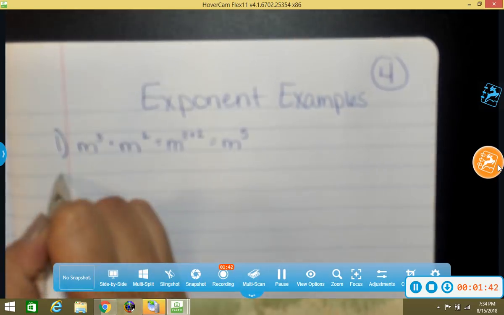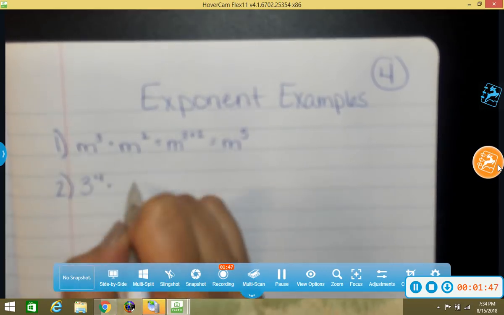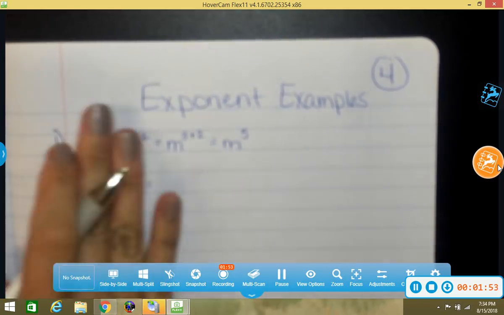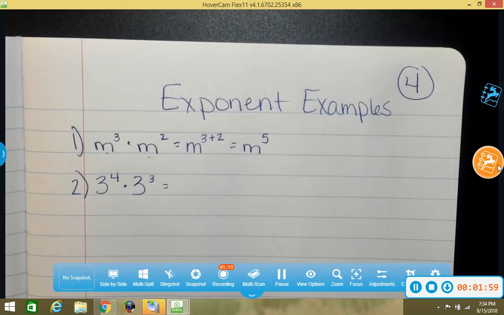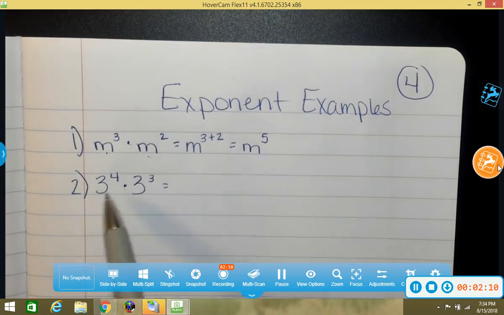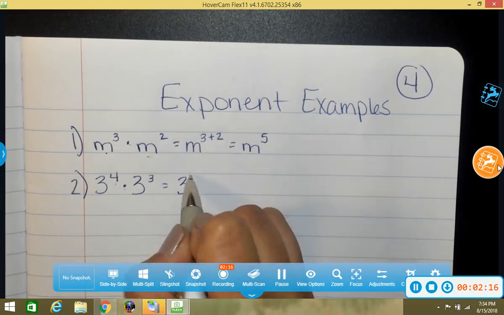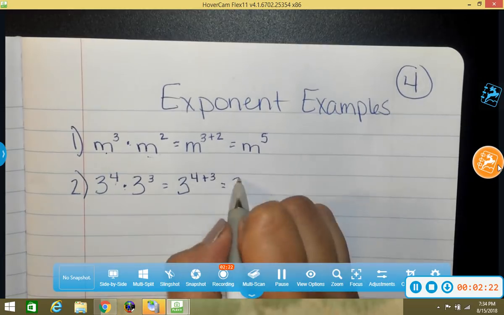Okay, here's one for you to do. 3 to the 4th times 3 cubed. I want you to go ahead and pause now and work this problem. Okay, again here you have like bases that are being multiplied. When you have like bases that are being multiplied, you add your exponents. So you keep your base the same, and then you add your exponents. So 4 plus 3 is 7, so 3 to the 7th power.